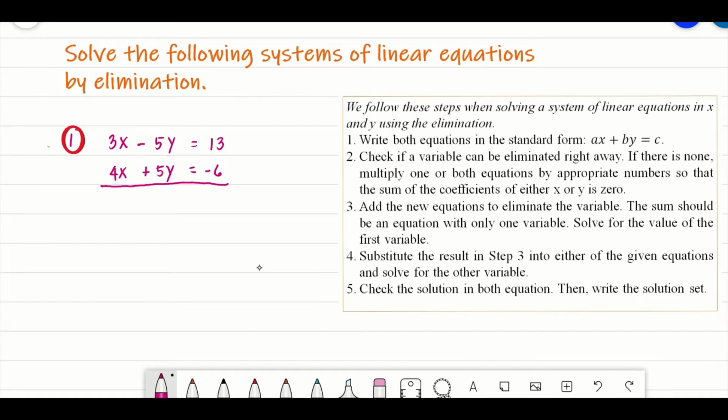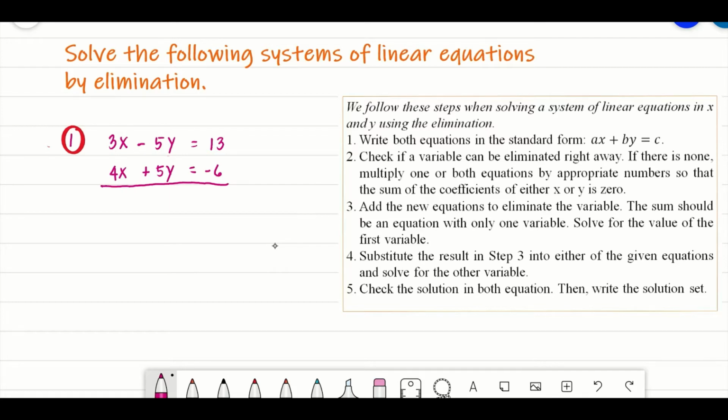Now let's go to our example 1. Solve the system 3x minus 5y equals 13 and 4x plus 5y equals negative 6 by elimination. Let's be reminded of our steps on how to solve systems of linear equations by elimination. We have these 5 steps. Now, let's go back to our example 1.